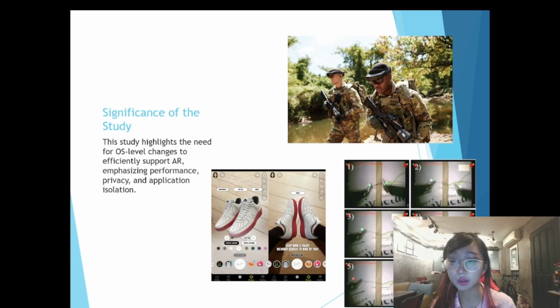So for the significance of the study. The significance of this study lies in its potential to contribute to the development of better OS solutions for AR applications. By identifying and analyzing the gaps in OS support for AR, the study aims to guide future development of operating system level optimizations that can enhance user experience and performance. This research has the potential to impact several sectors, including healthcare, military, retail, and more, where AR applications are already in use or have high potential for future integration.